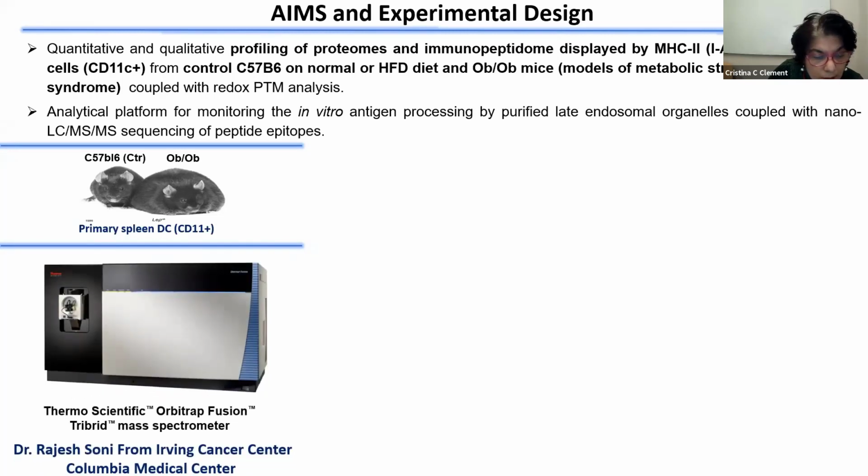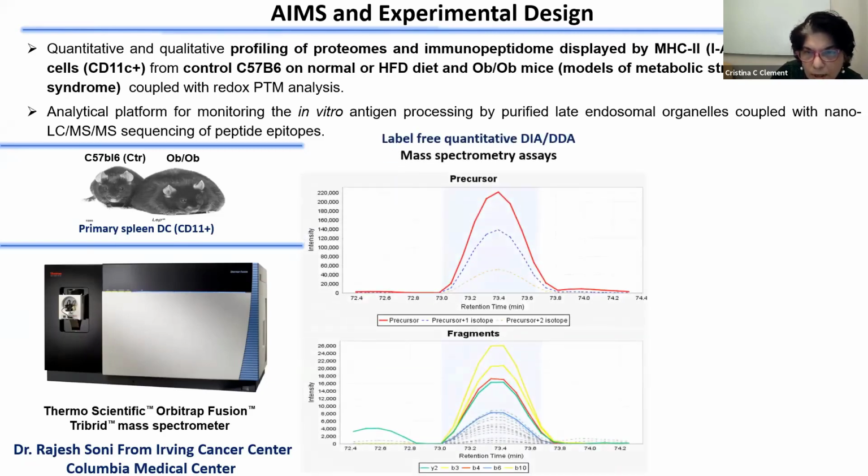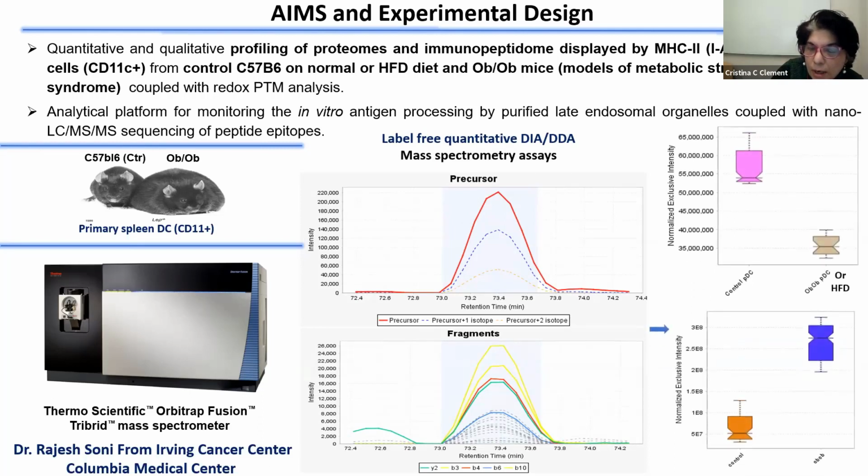So we use a typical Orbitrap Fusion Tribrid mass spectrometer, and in some cases Fusion Lumos, thanks to Dr. Gessoni from Irving Cancer Center in Columbia. And we use label-free DIA, DDA, combined methods. We generated our own spectral libraries from the proteome and peptidomes of raw control and OB mice. And we were able then to perform label-free quantitative analysis, identifying changes in different antigens or peptides, as I'm going to show in the next section of the talk.